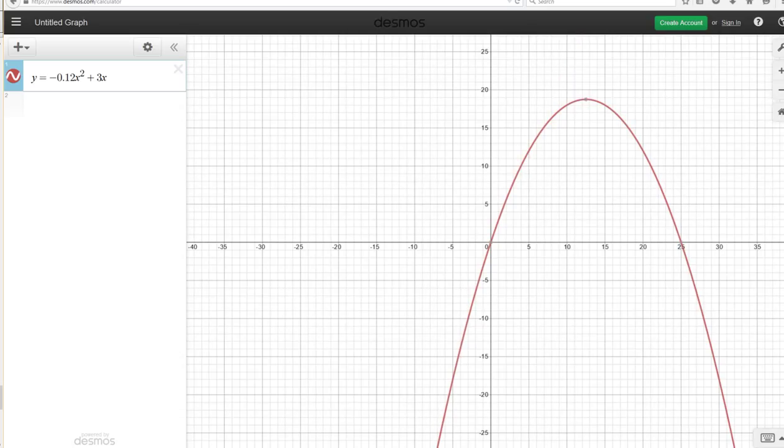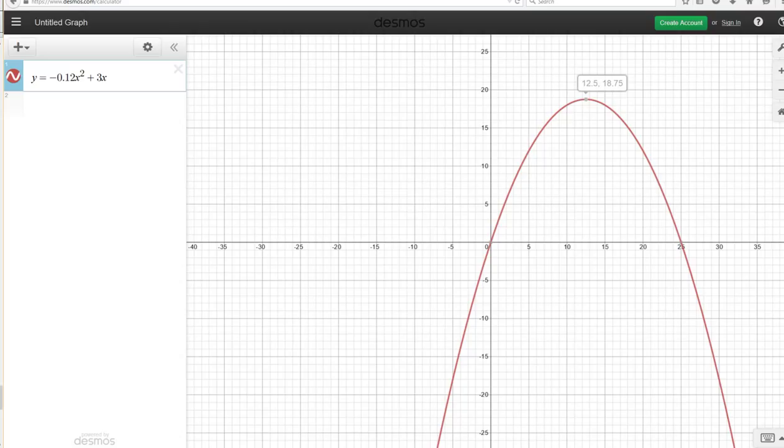All right, and so when we're looking for the max height, that's going to be the y-coordinate of the vertex, because that's as high as this stream of water gets. So it's (12.5, 18.75). So the y-coordinate then is 18.75 feet. So that's going to represent the max height of the water.